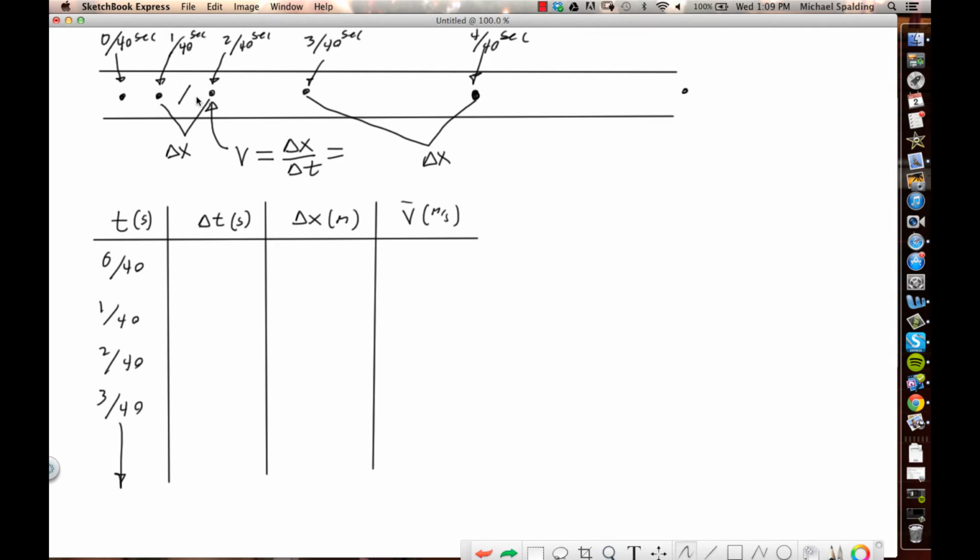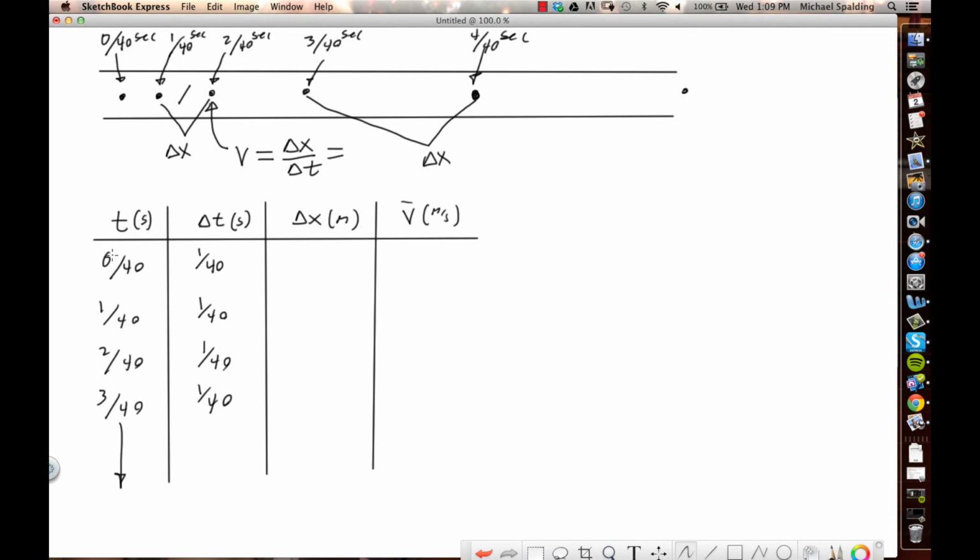Okay? So, this delta t column, the entire delta t column is going to be 1/40th, all the way down. 1/40th, 1/40th, 1/40th, because why? Delta t is the time from one dot to the next dot.